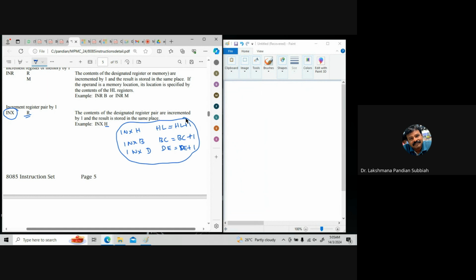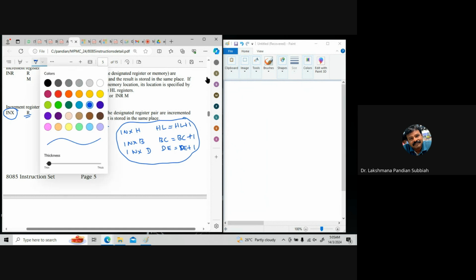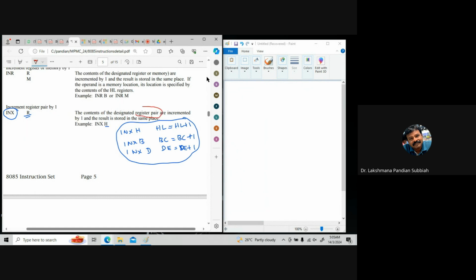INX with the register: we give a single register, but it takes the content of the designated register pair. So you have to take this properly as a register pair. Sure, you go for the next instruction.